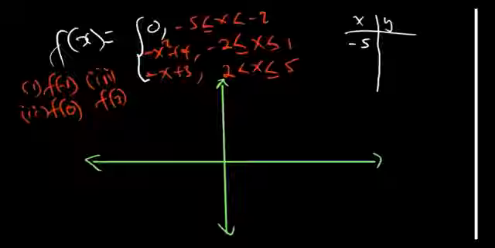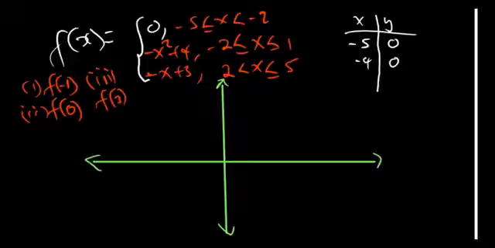If I put -5, the y value is going to be 0. Next is going to be -4. -4, the y value is going to be 0, because we don't have any x value here, meaning that that is the answer. If I put -5, the answer is going to be 0. I put -4, the answer is going to be 0. I put -3, the answer is going to be 0, all the way up to -2. If I put -2, the answer is going to be 0.